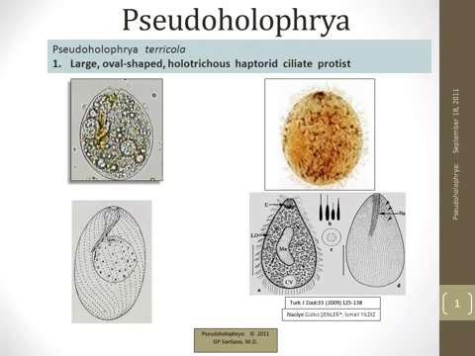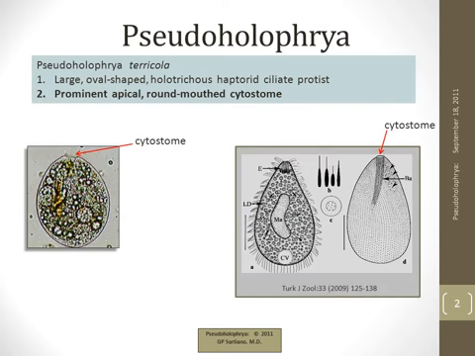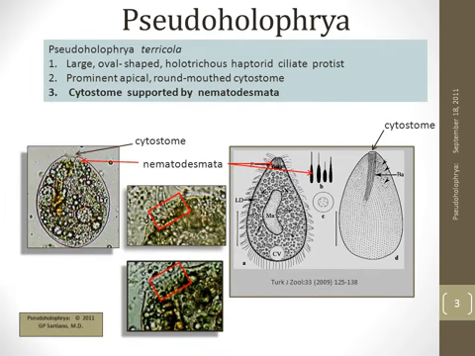Pseudoholophrya terricola is a large, oval-shaped, holotrichous, hapterid, ciliate protist. Pseudoholophrya has a prominent apical, round-mouthed cytostome. The cytostome of Pseudoholophrya is supported in its circumference by nematodesmata.